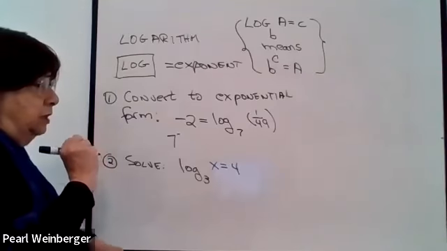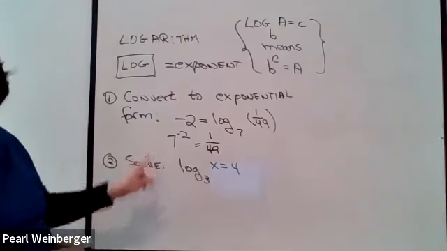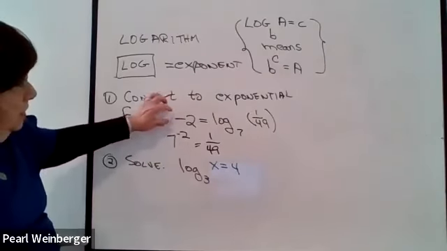What I wrote was 7 to the exponent negative 2 equals 1 over 49. Is 7 an exponent or not? No, 7 is not the exponent. 7 is the base, and negative 2 is the exponent. Equals 1 over 49. Perfect. That's what I wrote. Absolutely perfect.